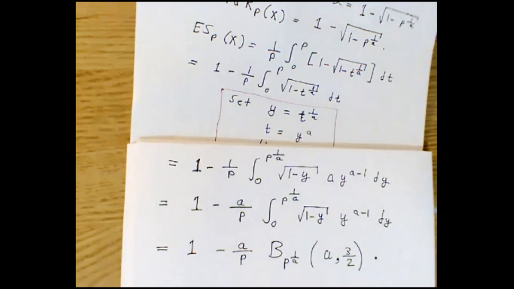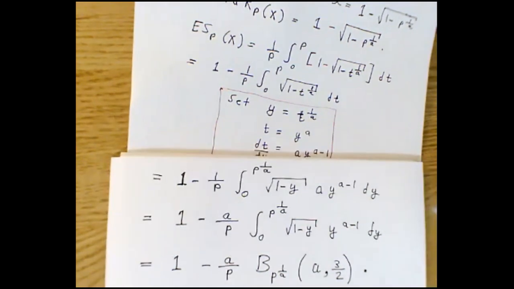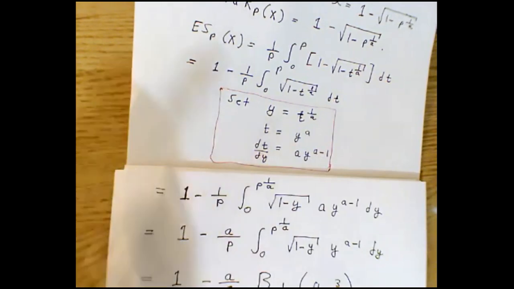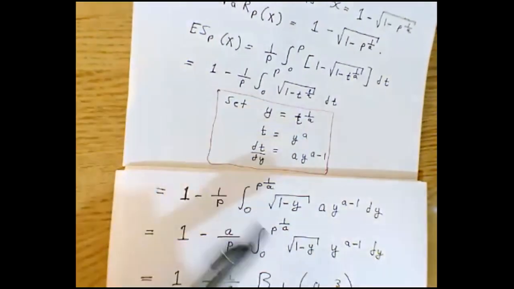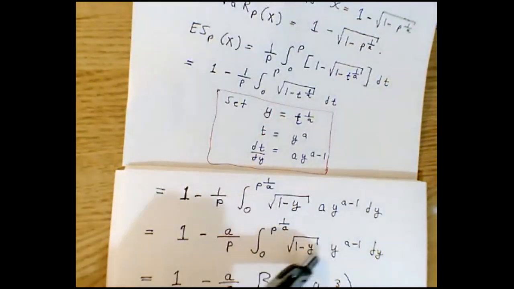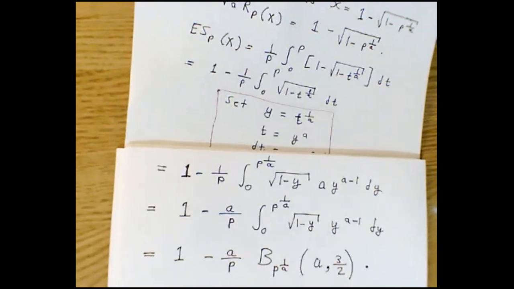I hope you understood what I did. I just made the substitution for this term here, right? And you get this integral, and this integral here is exactly the incomplete beta function I talked about earlier, right?